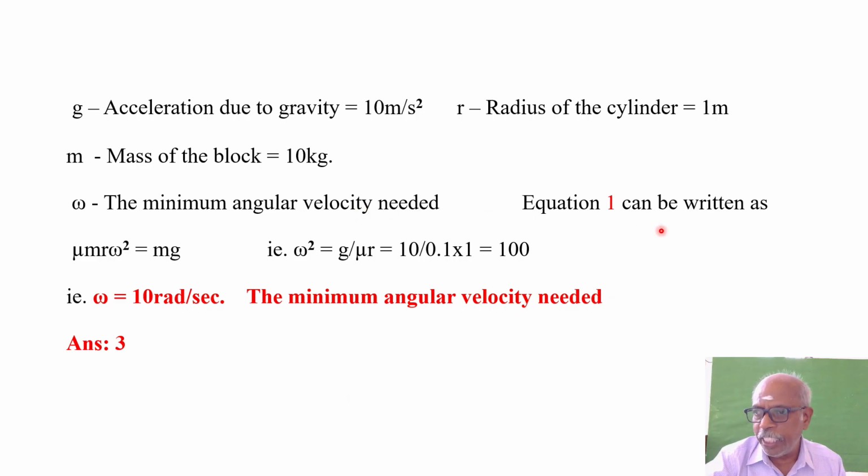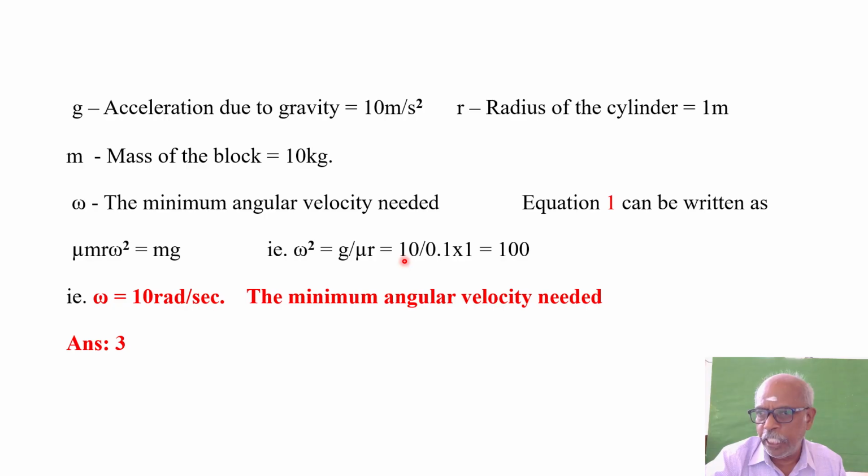So equation 1 can be written as, instead of mu N, you can write mu into m r omega square, and instead of W, you can write mg. So m on both sides will get cancelled. Anyway, they have given the mass of the block and you are not going to use it in this question. So omega squared is equal to g divided by mu r.